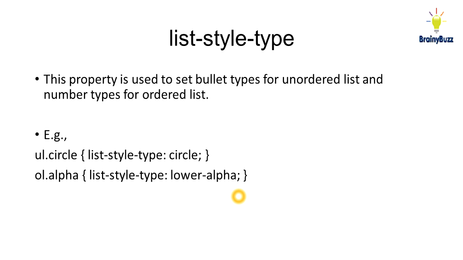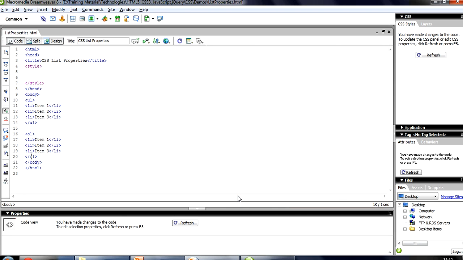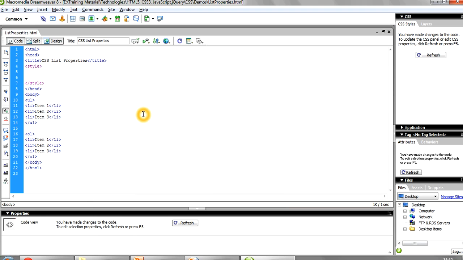So let's start with the list properties. List properties are basically the properties that will be applied on the list items. So let's see a demo on this. I have created a normal structure of the HTML page and created two sample lists. One is the unordered list and another is the ordered list. So this is the normal HTML page like we have seen in HTML tutorials.